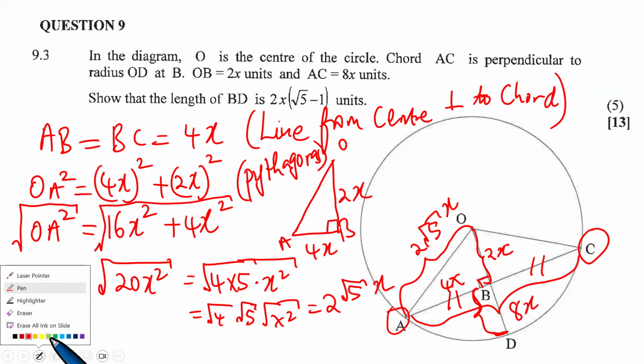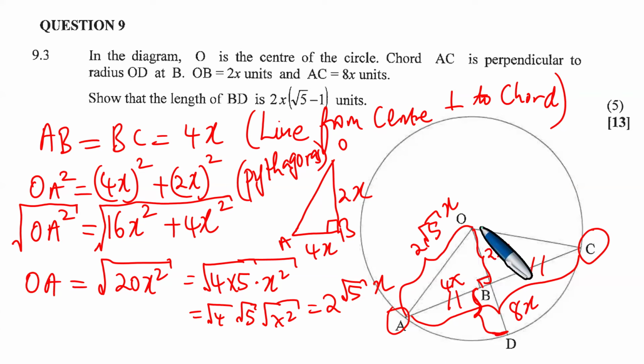Now we have this one here, which is 2 square root of 5 times x, because radii are equal. A line from the center of a circle to the circumference is called a radius. But also this one is from the center to the circumference. So they are of the same length. They are radii.